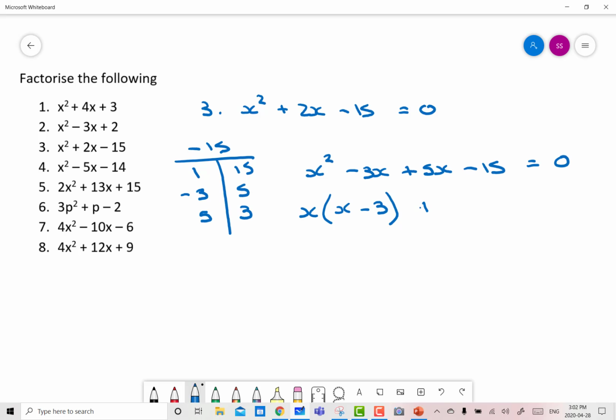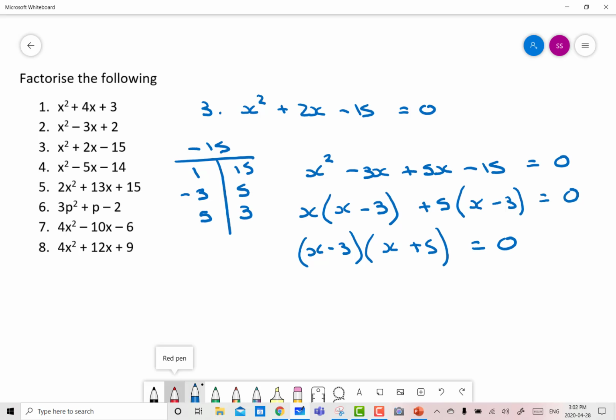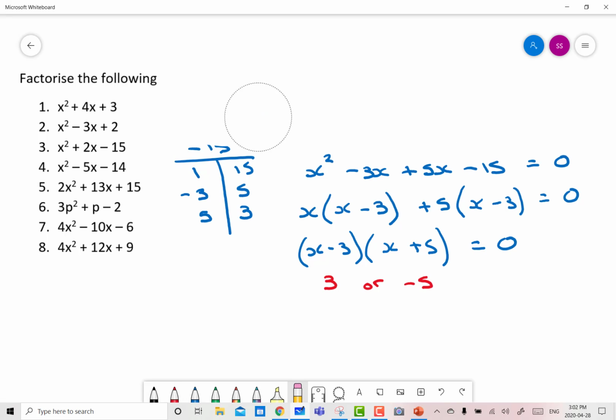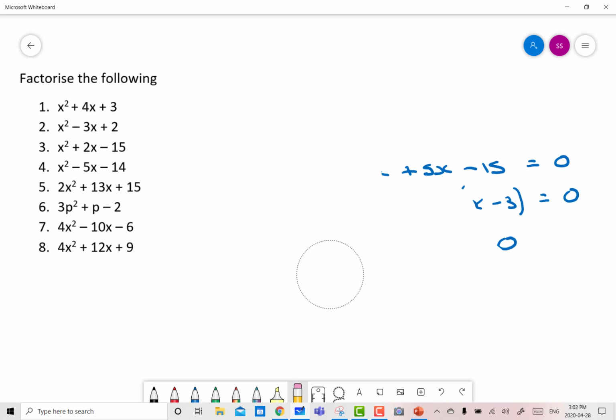On the right hand side, if we take +5 out, that will leave me with x minus 3 in the brackets. Taking x minus 3 out as common, that leaves me with x plus 5. So my two solutions then are x is equal to 3 or -5 here for my answer for the two solutions for number 3. Okay, let's do question 4, which is the last one of this first half that looks when the coefficient of a is equal to 1.